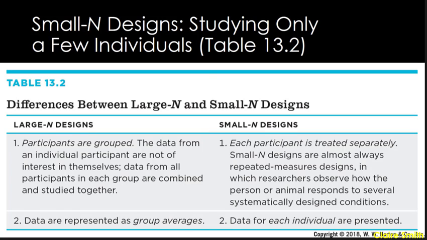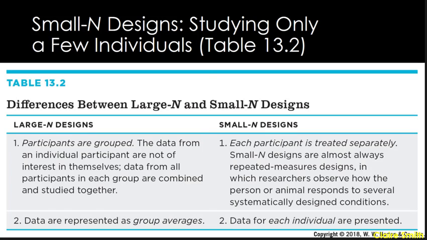All right, the second half of chapter 13. So we already talked about quasi-experiments, so now we're just talking about some small n designs. So a small n design is a study that has a small n, and n is the number of participants.